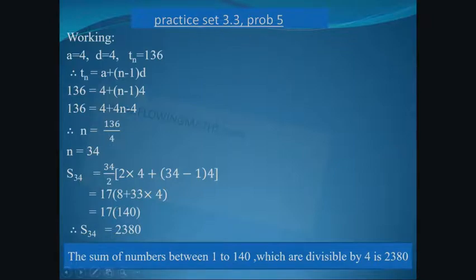Problem 5. This is the working of the previous problem. A is 4, D is 4, Tn is 136. So Tn is A plus (n minus 1)D. That is 136 is 4 plus (n minus 1) into 4. When you solve that, you get n is 34. And in S34, you put the values of A, D, and n, and you get 2380.